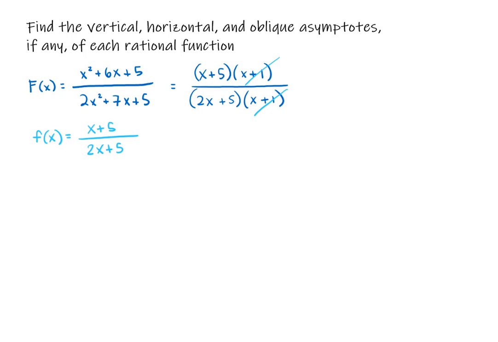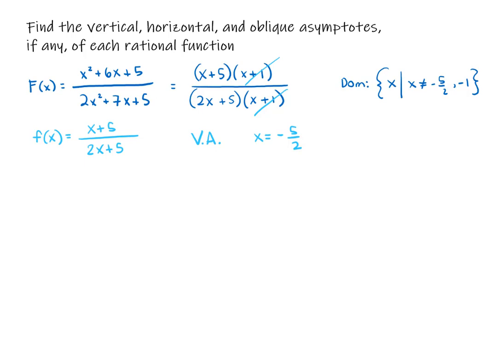Now, the question's not asking us this, but if we were to ask the domain, we would do the domain off the original function. So my domain would be all real numbers except -5/2 and -1. However, if I'm looking just for the vertical asymptote, I'm going to only look at the one that did not get reduced. And I get that vertical asymptote from the 2x plus 5 in the denominator. I always write my vertical asymptotes as x equals, and the value is -5/2. So there's my one vertical asymptote.